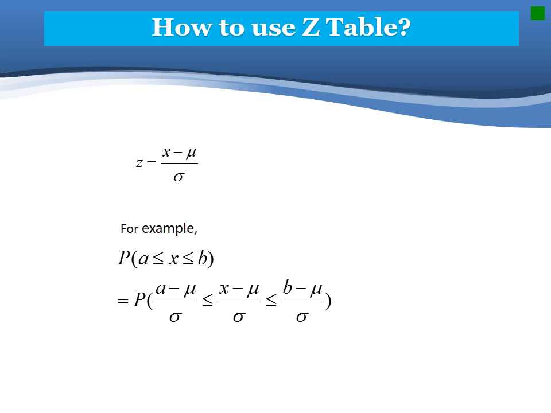Therefore, for any normal distribution with any mean mu and any standard deviation sigma, we must first convert that value of x to a z-score, which is z equals x minus mu, divided by sigma. After that, we draw the curve and highlight the areas, and we will know the area using the z-table.